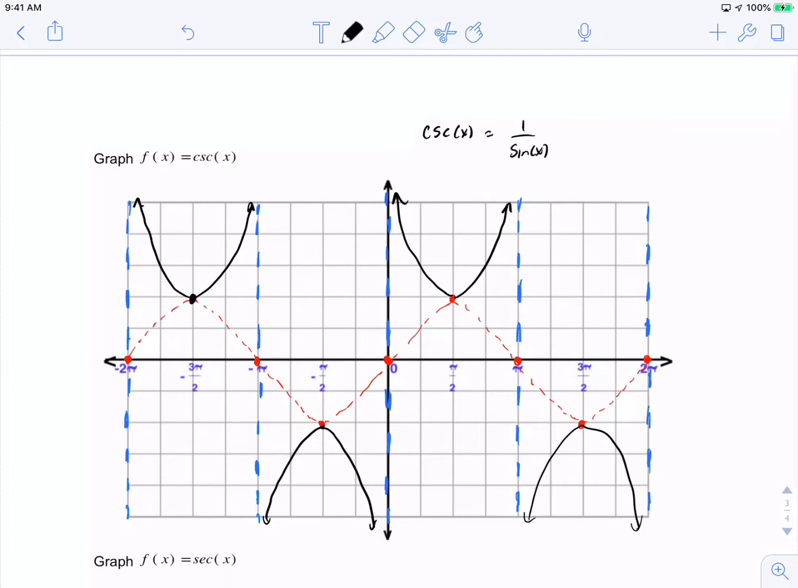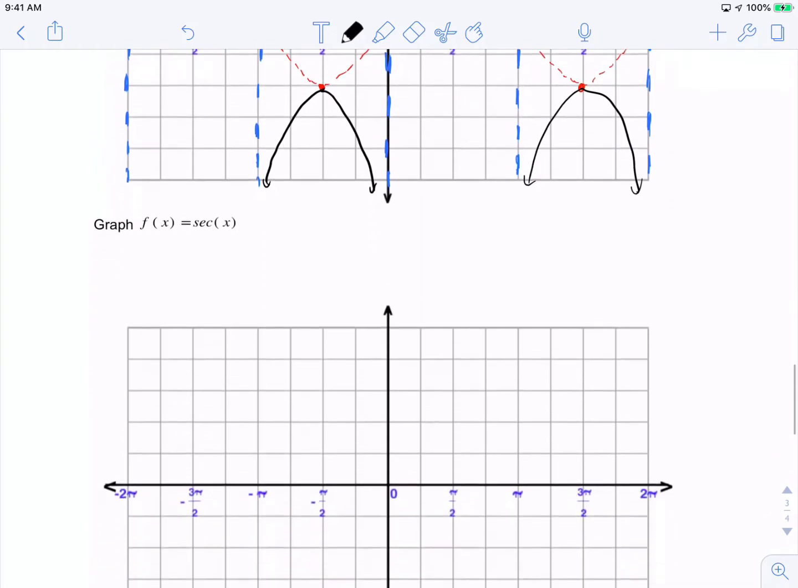It's the black parabola that you see there. And what's interesting about this is, again, it confirms we have one period that is going to be pi in length. So cosine was 2 pi, but because it's got 0 values that cause vertical asymptotes, cosecant has a period that's pi.